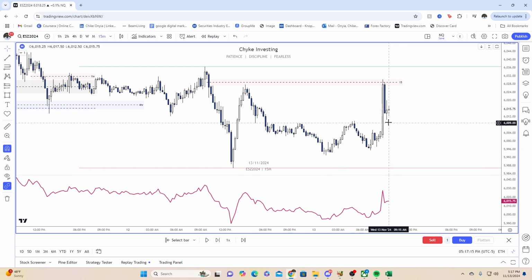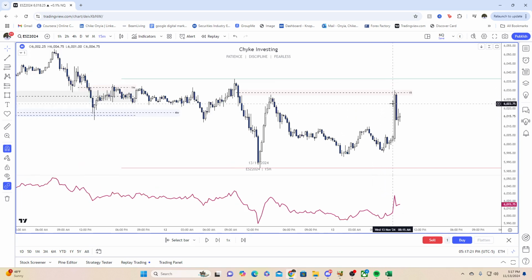How would I know that this bias is to do that? Because sometimes you can leave this here and just continue higher. Why did I not want price to go higher?